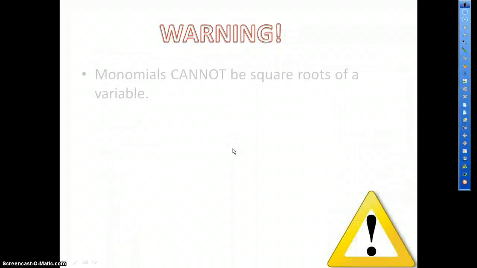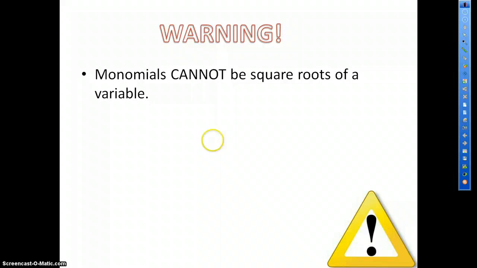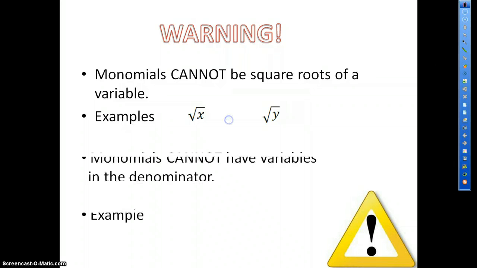All right, so let's go over some of the things that a monomial cannot be. Monomials cannot be the square root of a variable. For example, the square root of x is not a monomial. You cannot have a variable inside of a radical. Or the square root of y. These do not work. This is not classified as a monomial. Monomials also cannot have variables in the denominator. So if you're given a fraction like 1 over y, you can't call that a monomial. You cannot have a variable in the denominator. Here's another example, 16 over x. None of those work. They're not classified as monomials. So you need to remember that.